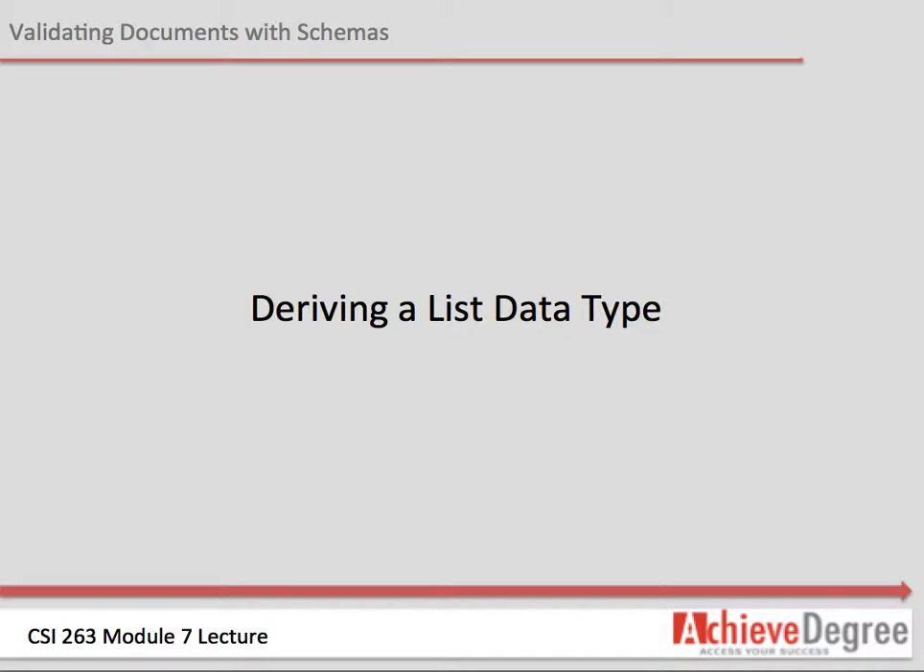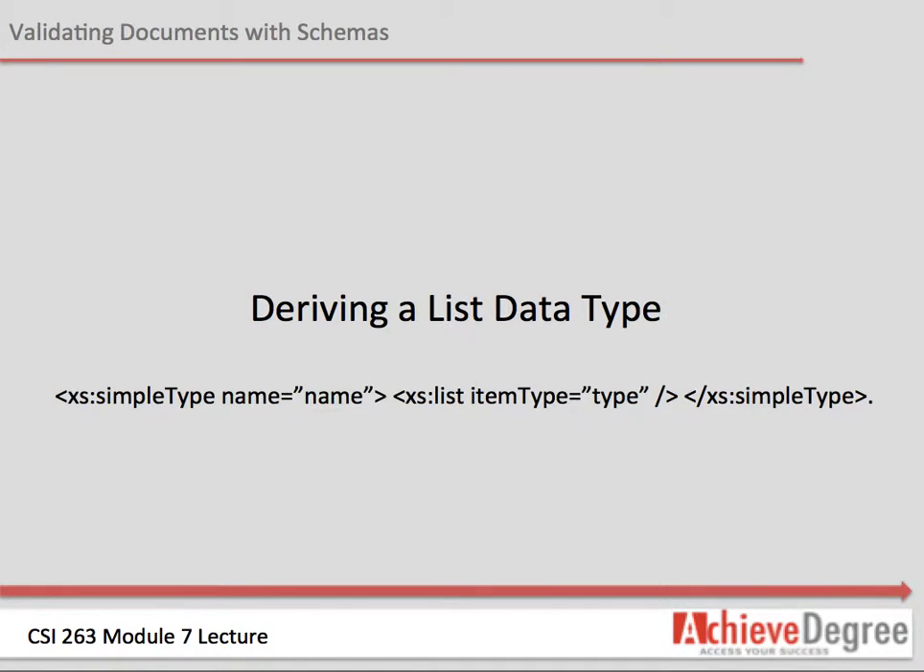Deriving a list data type. A list data type is a list of values separated by white space, in which each item in the list is derived from an established data type. The syntax for deriving a customized list data type is here.